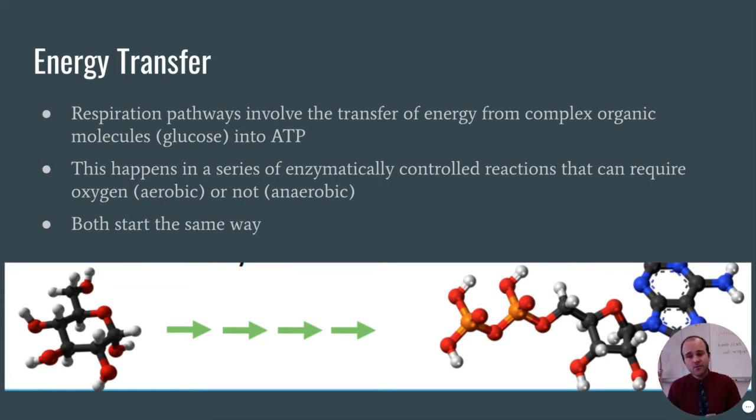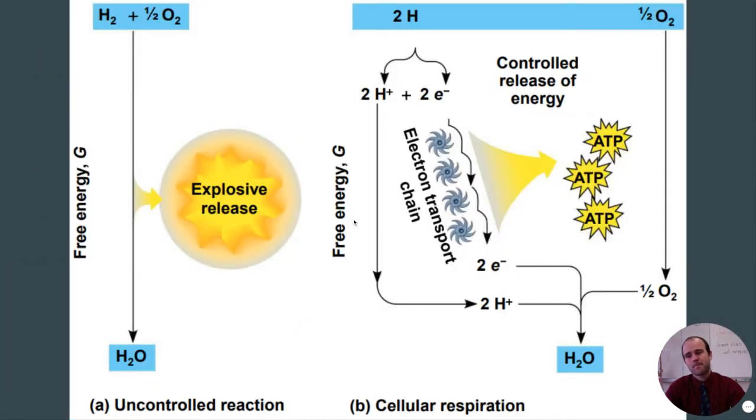Now, this happens through a series of reactions that are controlled by enzymes, and some of them may require oxygen and be aerobic. Some may be anaerobic and not require any oxygen at all. But no matter which pathway is being taken, they're all going to start the same way. In fact, every single cell on the planet starts breaking down sugar with glycolysis.